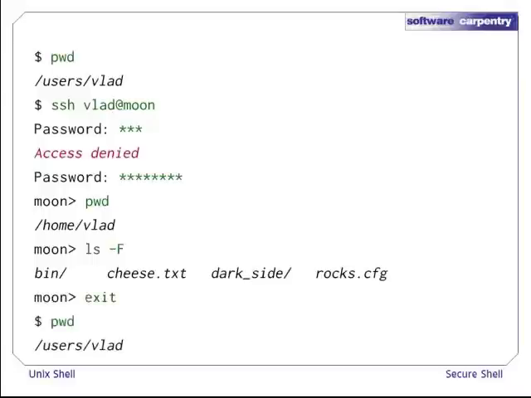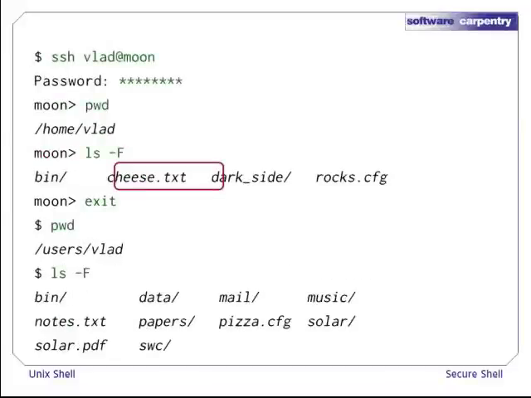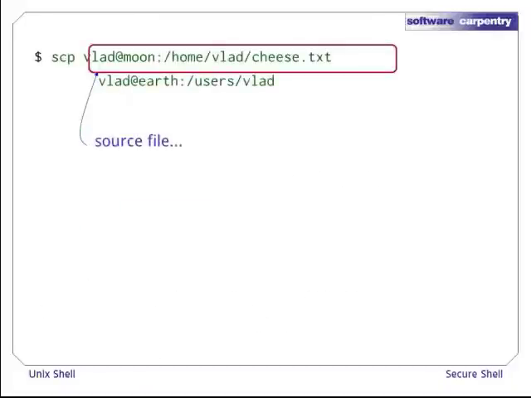When we type exit, we terminate the remote shell and return to our previous shell. Suppose there is a file that we want to transfer from the remote computer to our computer. Now that you know how to run Secure Shell, you can understand what Secure Copy might do.